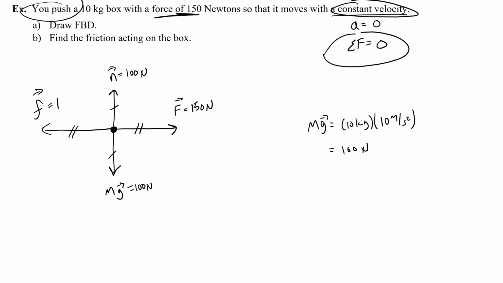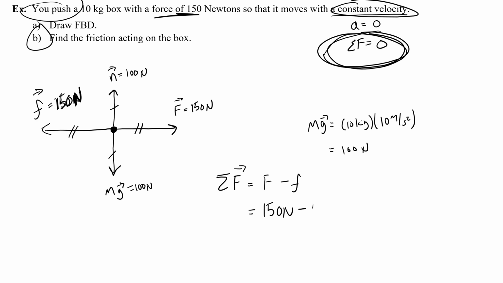So that's the answer to part B. We know that in order for the net force to be 0, friction has to be 150, or equal to the applied force. And if I was going to write that net force equation out, it'd be F minus friction. So 150 minus 150 equals 0, which is what we are proving. Okay, so the force of friction is 150 newtons.